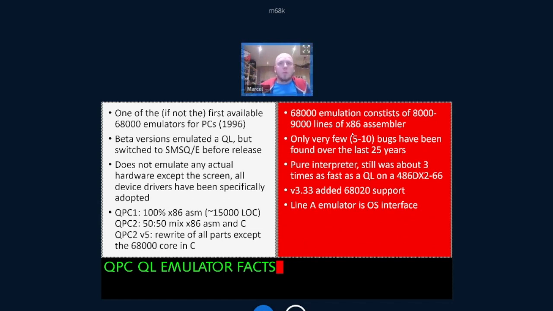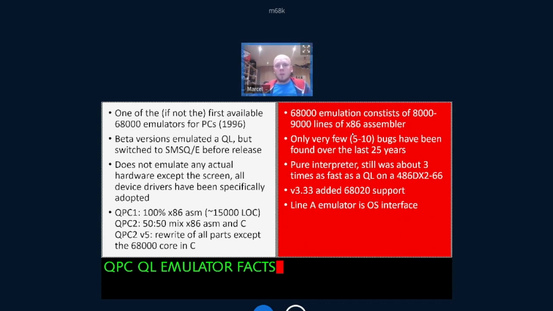QPC2 was the first for Windows, which was then a 50-50 mix between the old assembler code, which was the emulation core and the interfacing, and C, which did all the Windows side of things. And QPC version 5 was only released 2 months ago, actually, but was in the making for 3 years or so. It was a major rewrite of almost all the code in C, so it could be maintained a little bit easier.